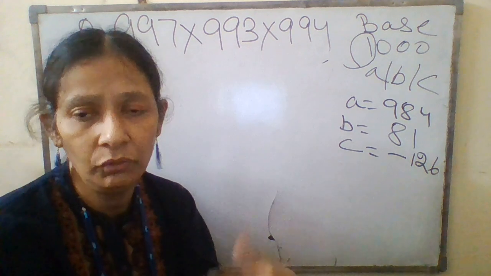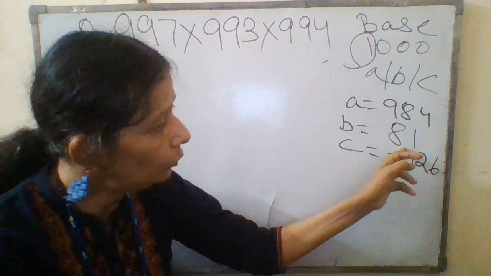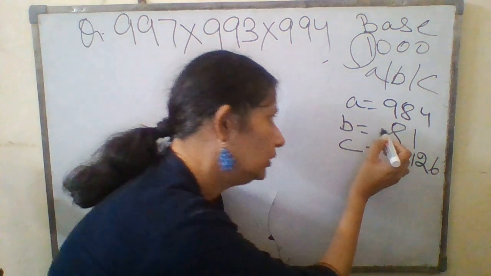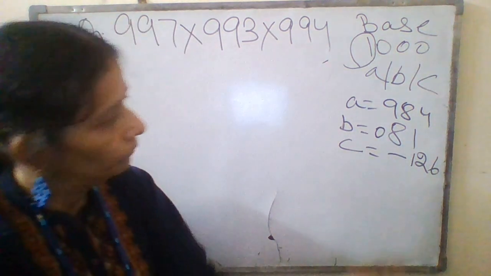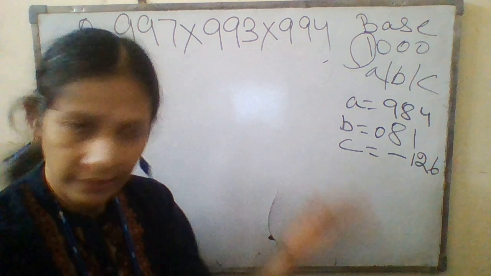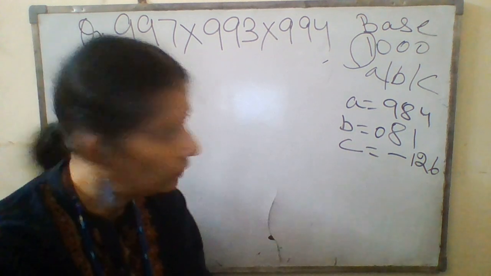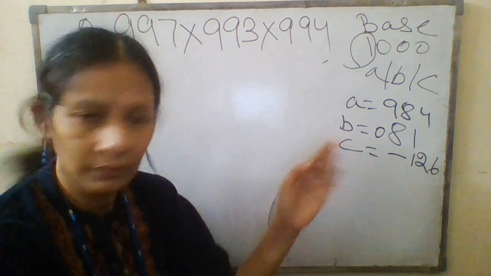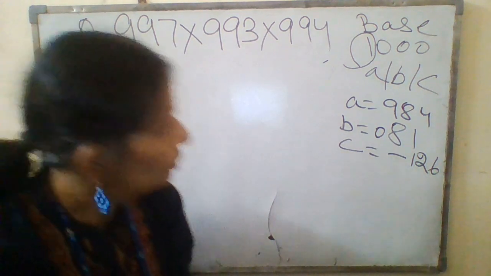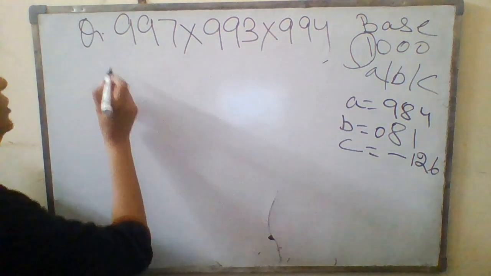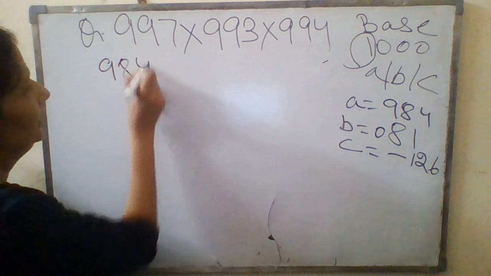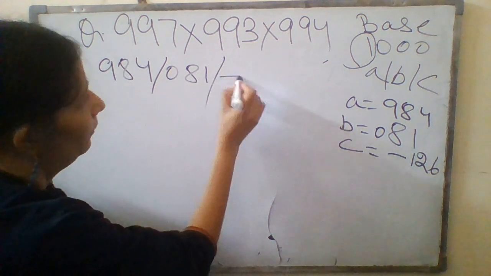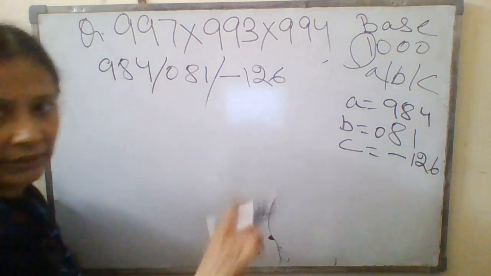So you have to convert 2 digits into 3 digits. How can you convert it? Just put a 0 before 81. So now you can see B is 081, and the value has not changed, and this is 3 digit also. So now you just put the values. So 984 slash 081 slash minus 126.